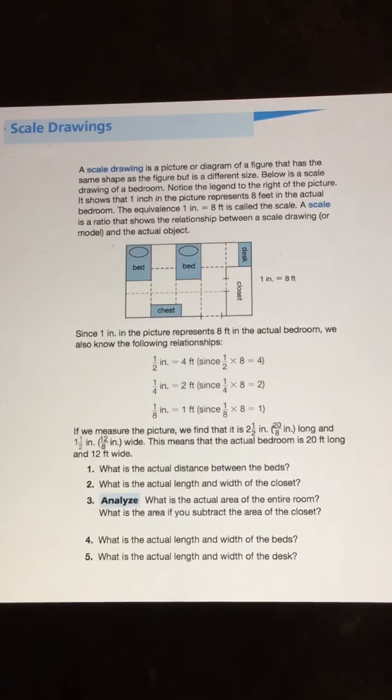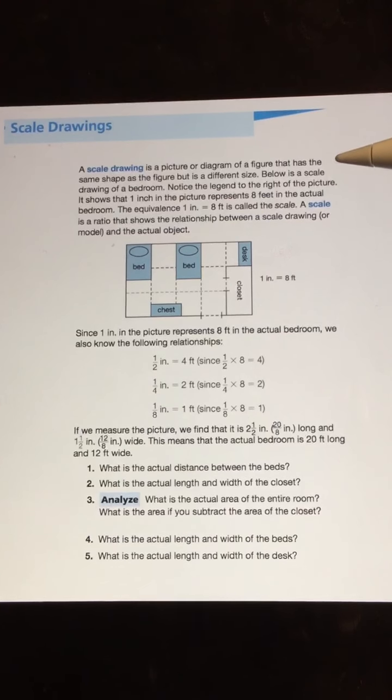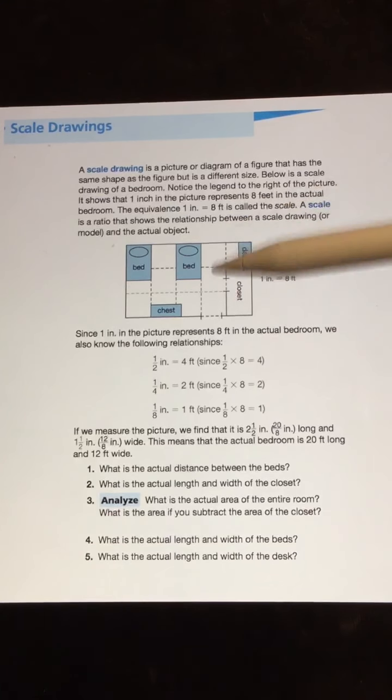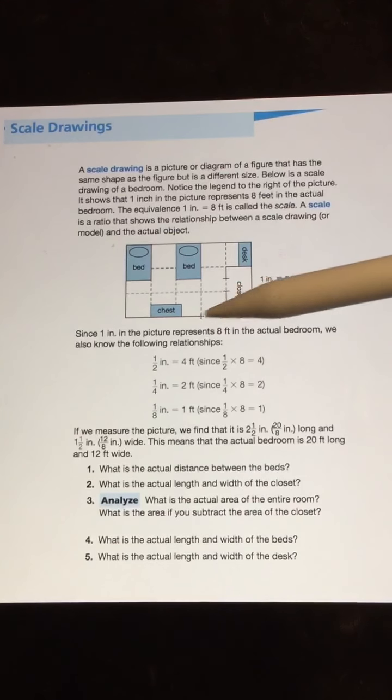All right, today we are talking about scale drawings. A scale drawing is a picture or a diagram of a figure that has the same shape as the figure, but is a different size. Below you can see we have a scale drawing of a bedroom. Notice the legend to the right of the picture. It says that 1 inch is equal to 8 feet. Here we have our beds, we have our desk, we have our chest of drawers.